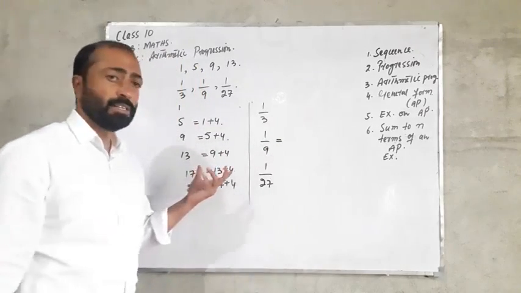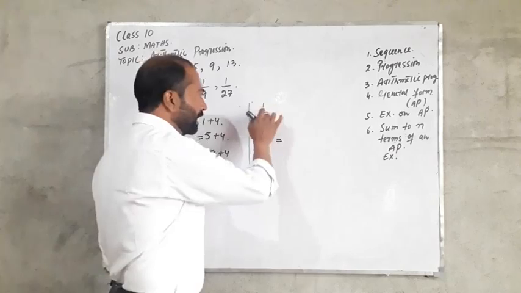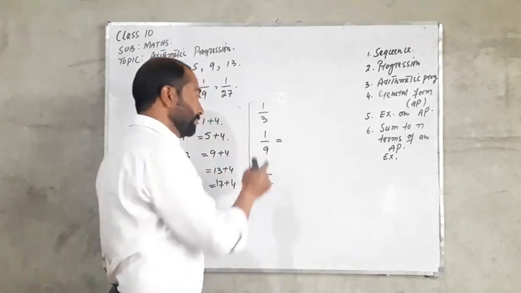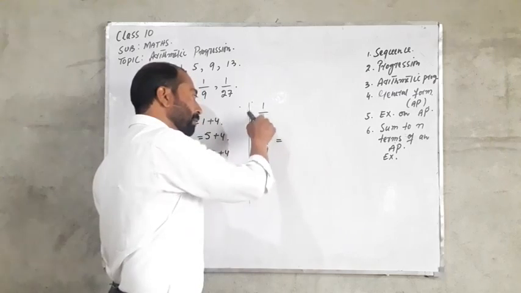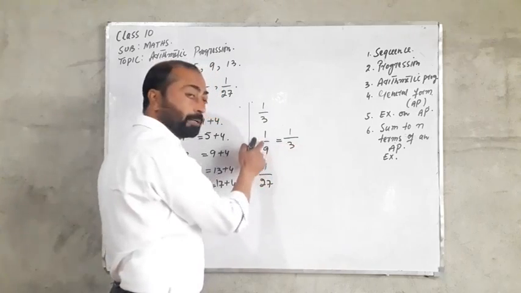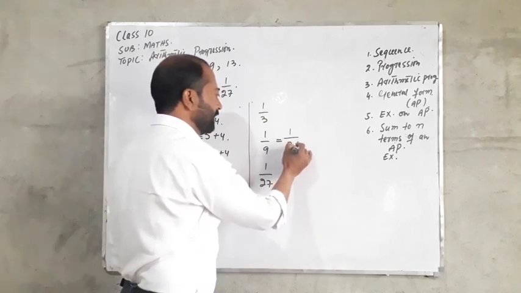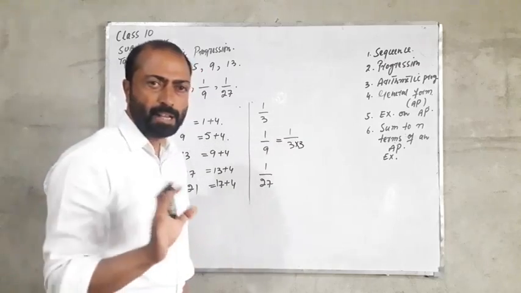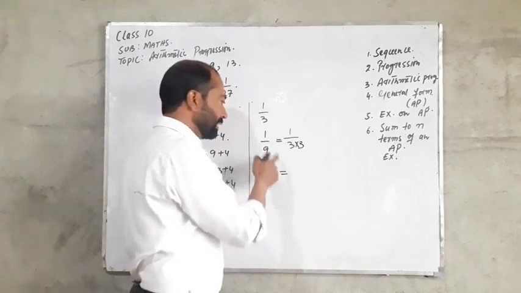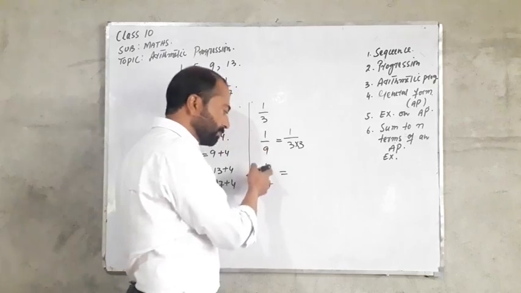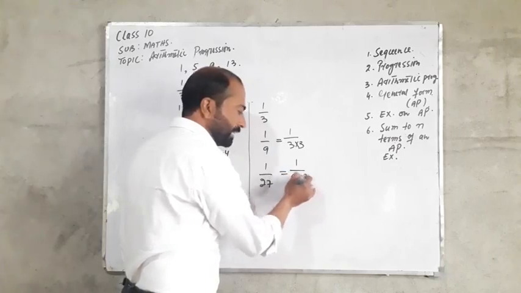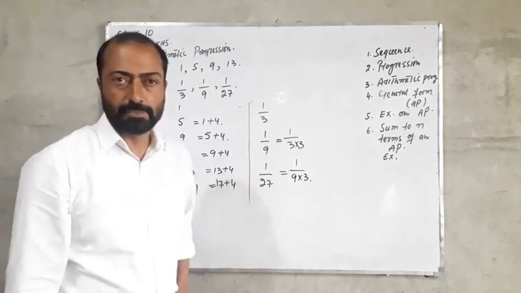Following the same rule, we will do one thing. Here, we will divide this 1 by 3 by 3. That means I am dividing the preceding term of this 1 by 9 by 3. It is 1 by 3, the preceding term of this 1 by 9. So dividing it by 3, you get 1 by 9. Following the same thing, we will divide the preceding term of this 1 by 27 by 3. The preceding term of this 1 by 27 is 1 by 9. We divide 1 by 9 by 3, and you are getting 1 by 27.